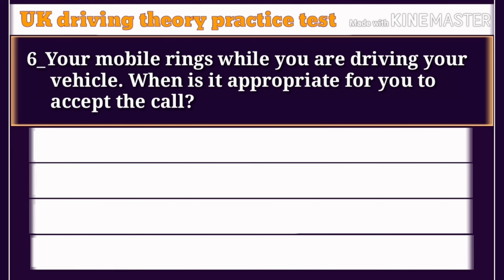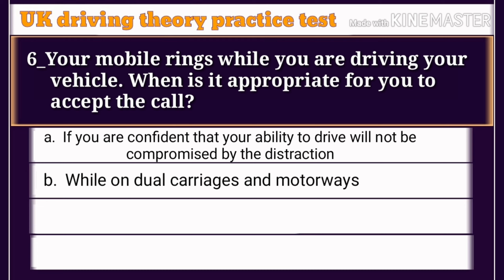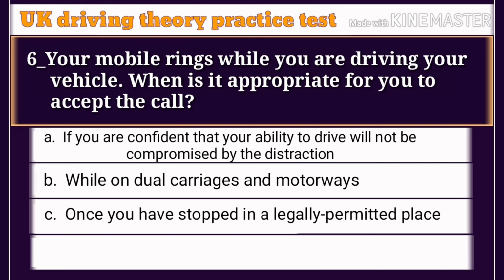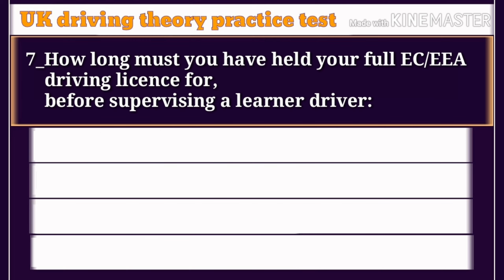Question 6. Your mobile rings while you are driving your vehicle. When is it appropriate for you to accept the call? A. If you are confident that your ability to drive will not be compromised by the distraction. B. While on dual carriages and motorways. C. Once you have stopped in a legally permitted place. D. While traveling on rural roads which don't have much traffic. The correct answer is C. Once you have stopped in a legally permitted place.